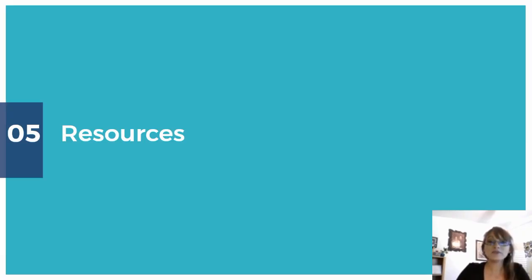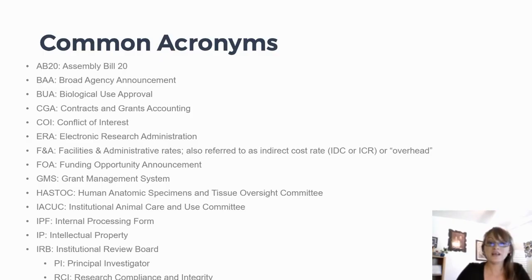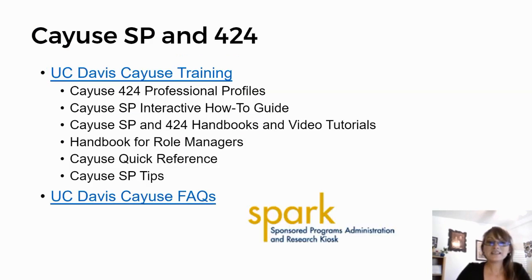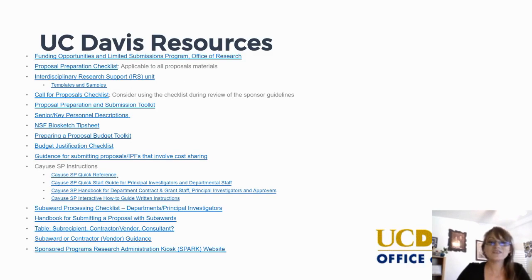You also have many resources available to you. There's a lot of acronyms we use, so we have a list of those. There are many sponsor resources that you'll find helpful during the application process. These are resources for Cayuse SP and Cayuse 424 from our office. There's a lot of other resources that we offer, and so do other offices that you may want to look at.